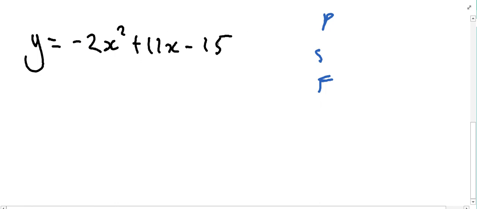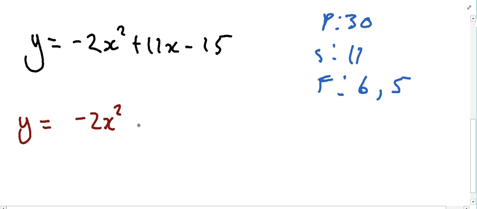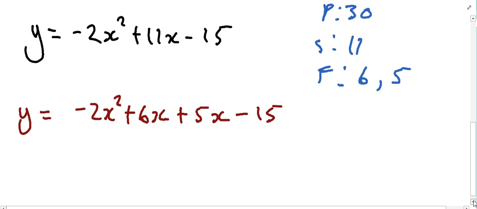So the product is that times that, which is just 30. And when you talk of the sum, you just get that value, which is 11. And the factors are 6 and 5, these guys will give us 30 when you multiply, and they will give us 11 when you add them. Okay, so after doing that, then you can factorize. So you can say y is equal to negative 2x squared plus 6x, plus 5x minus 15. Okay, so from there, we need to factorize by grouping.